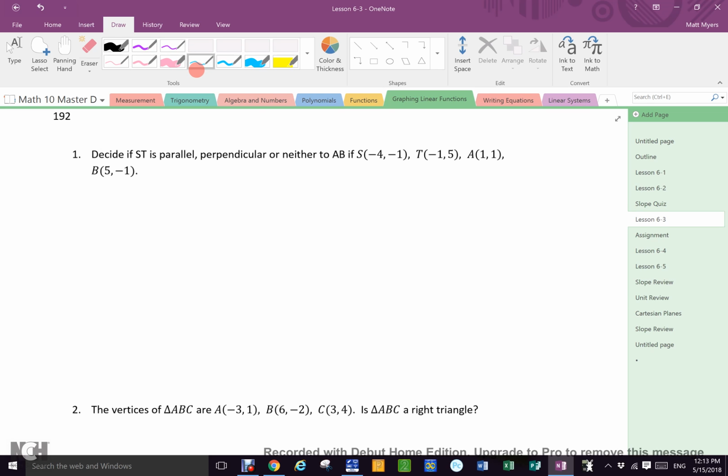This question number 1 is asking me one of 3 things. It is asking me, is AB parallel to ST? Is AB perpendicular to ST? Or is AB nothing to ST? What is the measurement we can make, or I shouldn't have said measurement, what is the value that we can find that will allow us to answer this question?